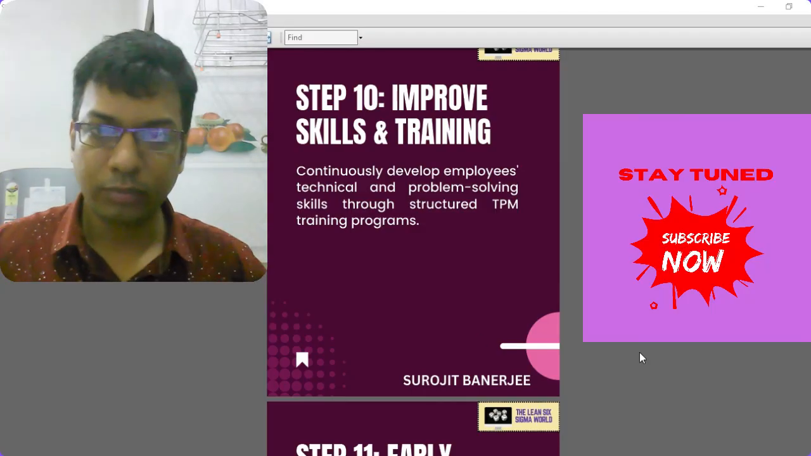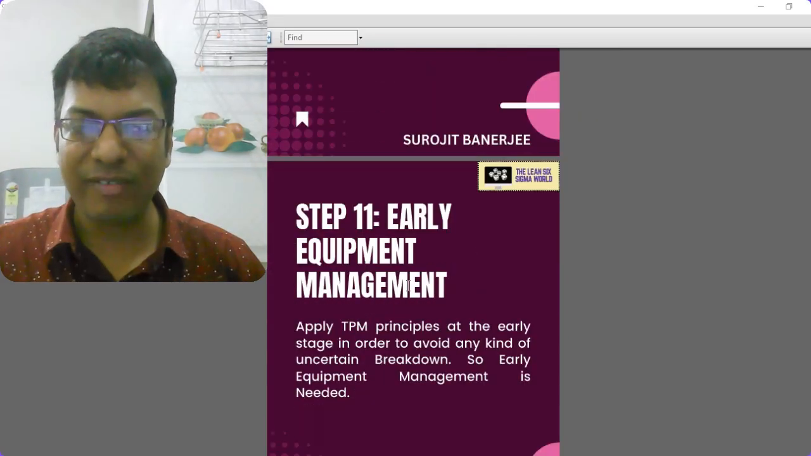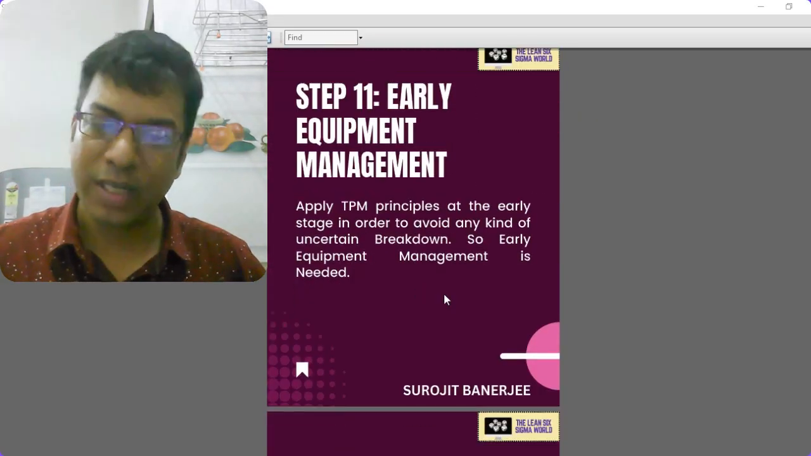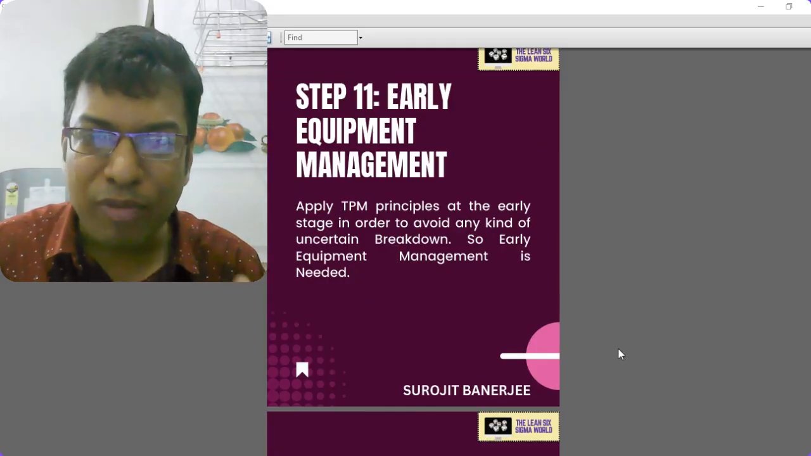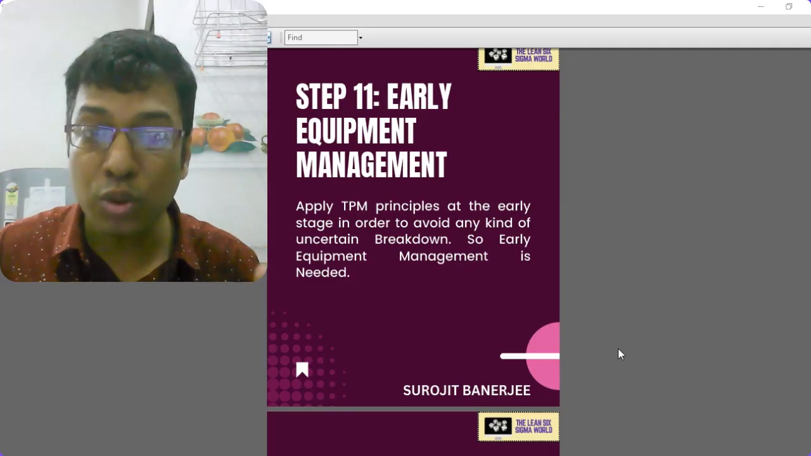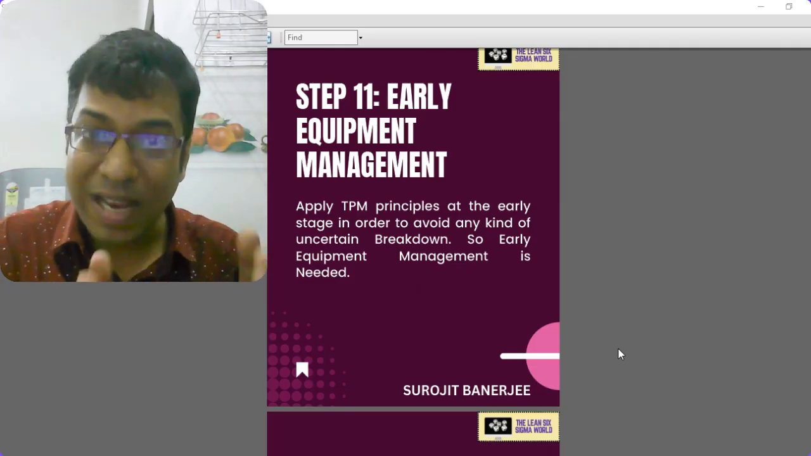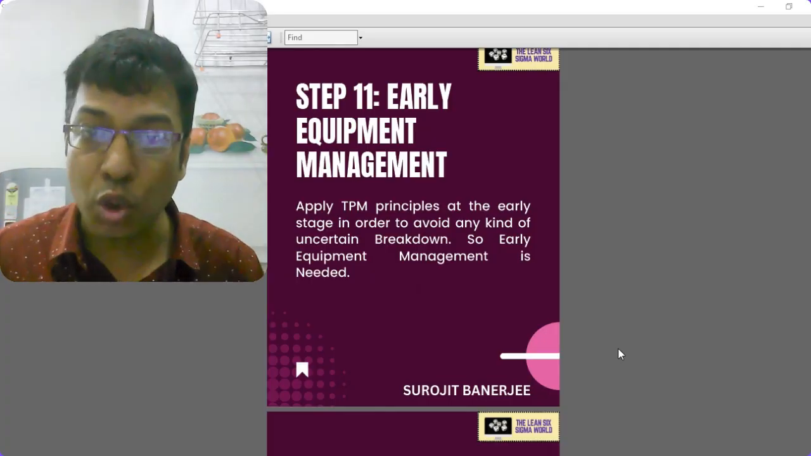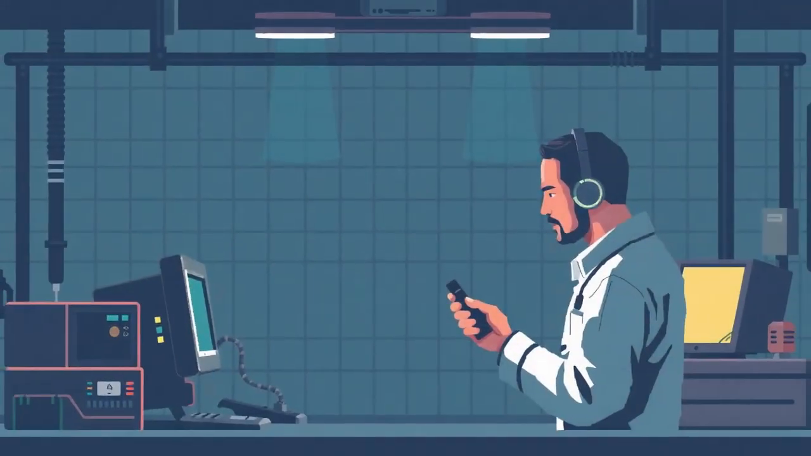Now I'm moving into step number 11, early equipment management. Equipment should be managed before the breakdown happens. That is the concept of early equipment management. So you need to do preventive maintenance before a major breakdown happens. You need to manage your equipment at an early stage, so that you can avoid failures, big failures.